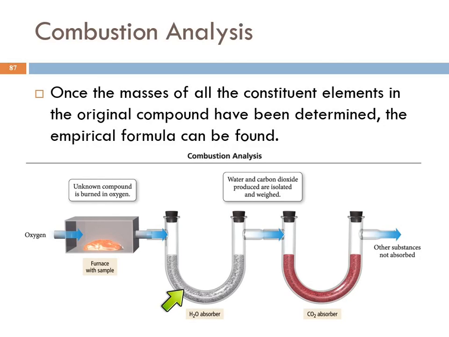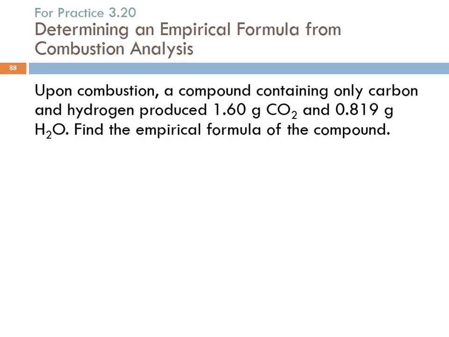We weighed the tube before. As the carbon dioxide and the water pass through, all the water gets stuck in here. This tube will weigh more afterwards because of the water. And then it continues here and goes through a CO2 absorber, and we trap all the CO2. So we can get the mass of carbon dioxide produced and the mass of water produced. So these calculations can be very tedious. It's the same idea, it just involves a little more work.